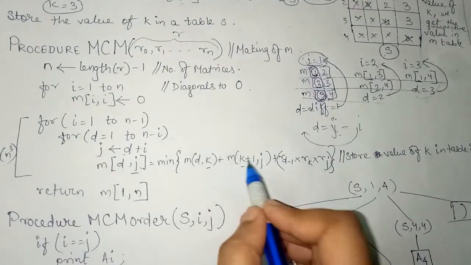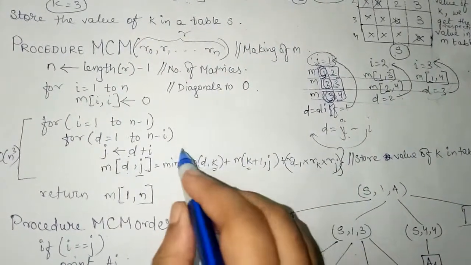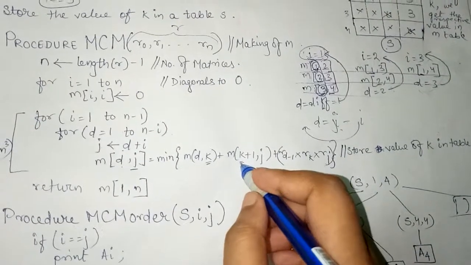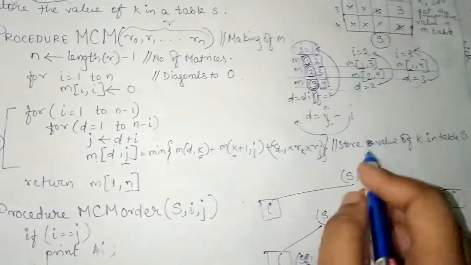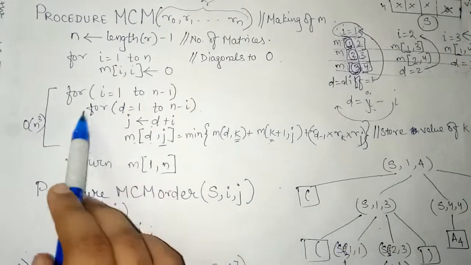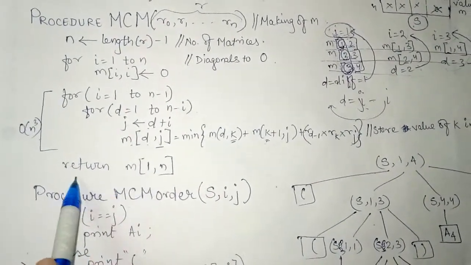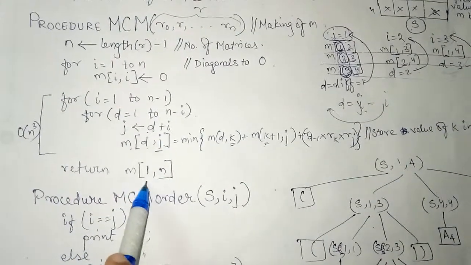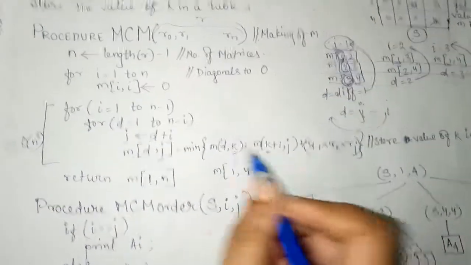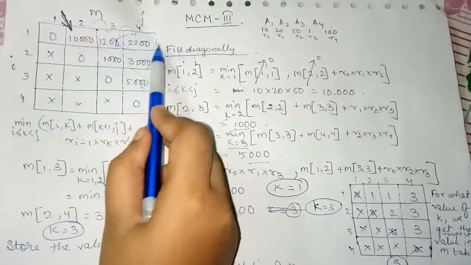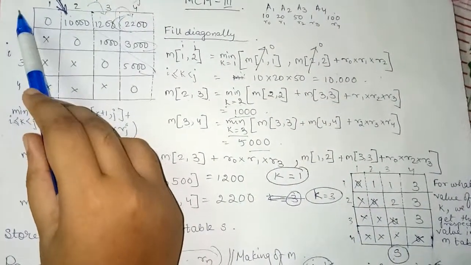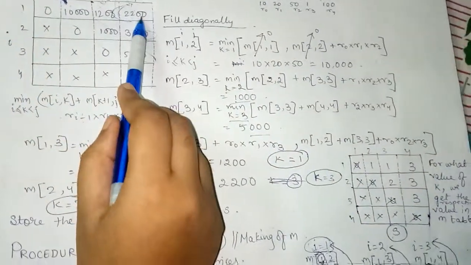For k, when we do it in programming, we have to take a loop. I have not written it here, but we have to take a loop, and then for which minimum value of k we get the value in m, that we have to store in the table s. For that we have to write the code and then return. The for loops are finished, and outside of all the for loops we return m of 1 comma n. By returning m of 1 comma n, that is 1 comma 4, we are returning the minimum number of scalar multiplications required for multiplying a1 to a4.